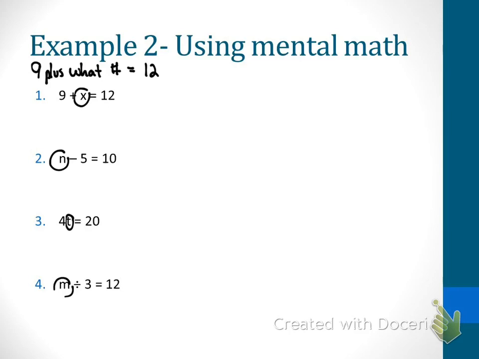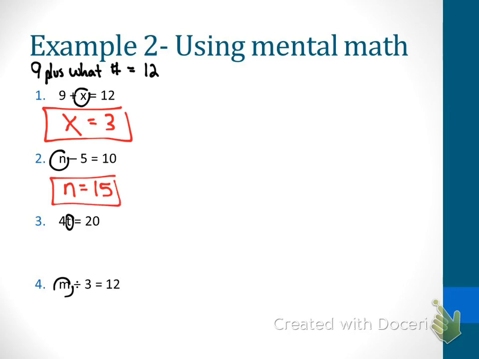So in number 1, I would say 9 plus what number equals 12? And what is my answer? 3. 9 plus 3 is 12. Do not just say 3. You need to say x equals 3. The value for x must be 3 to make the equation true. Number 2, what number minus 5 equals 10? N equals 15.